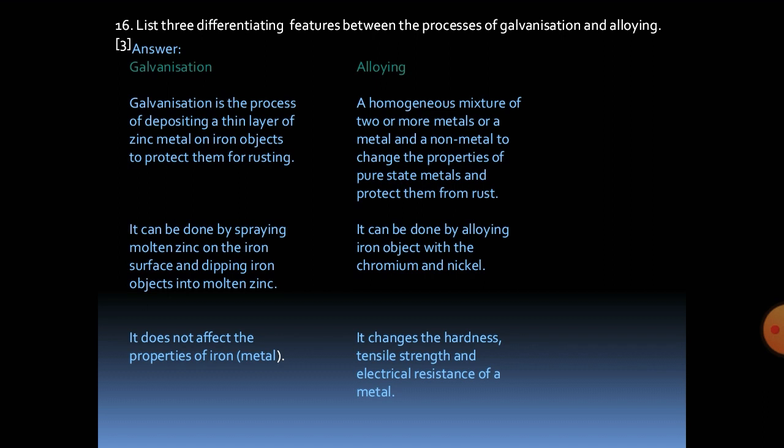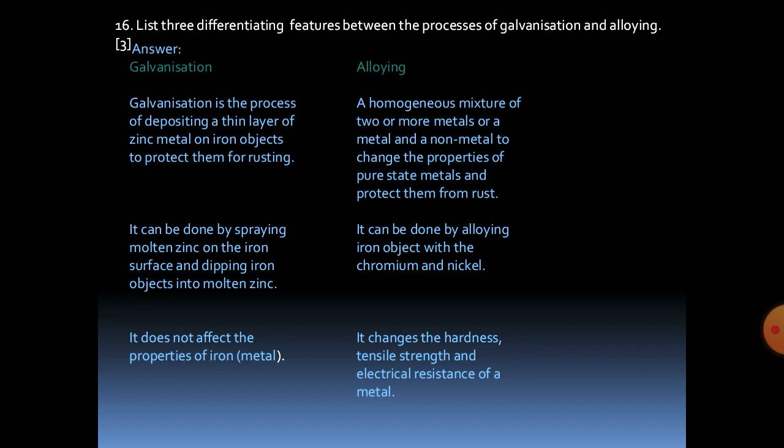Also, galvanization does not affect the property of the metal, but an alloy changes the property of the metal, because alloys are formed by the combination of two or more metals or a metal and non-metal, so the properties are changed. Galvanization can be done by various methods like spraying molten zinc on the iron surface, dipping iron objects into molten zinc, and so on. Then alloying can be done by alloying iron with chromium and nickel.